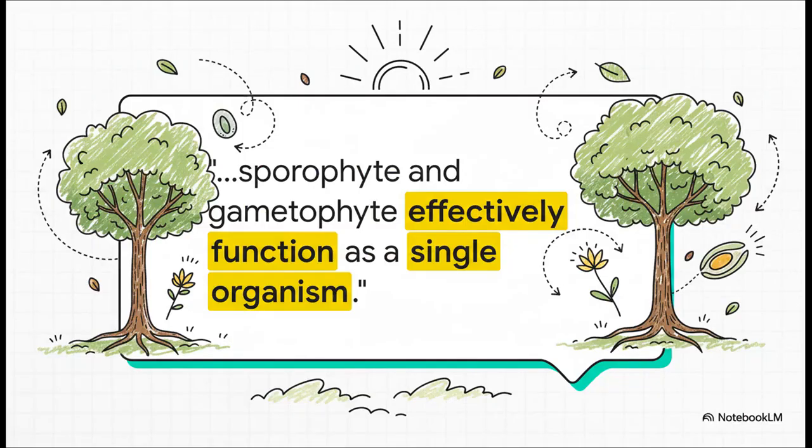And that really brings the whole story full circle, doesn't it? In today's seed plants, those two generations, which started out as totally separate players, have become so tightly woven together that they basically act as one single incredibly successful organism. The long evolutionary drama has finally reached its conclusion.